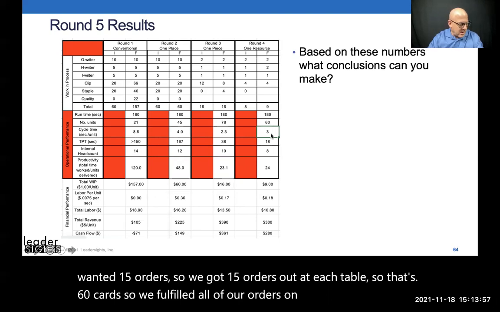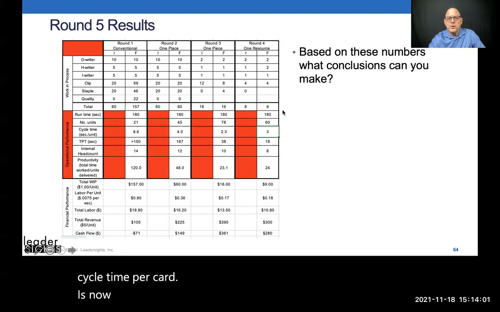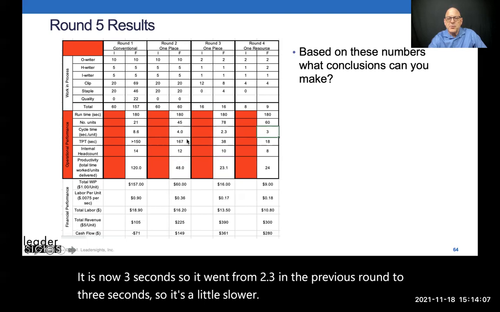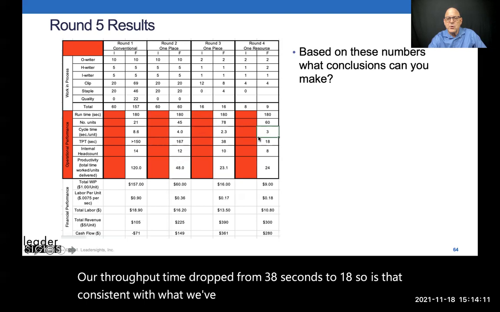Our effective cycle time per card is now 3 seconds. So it went from 2.3 in the previous round to 3 seconds. So it's a little slower. Our throughput time dropped from 38 seconds to 18. So is that consistent with what we've been talking about with the inventory levels? Yes. Now we got 8 people.